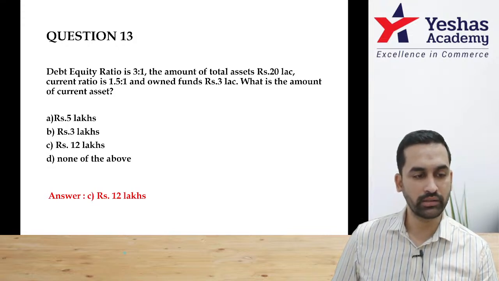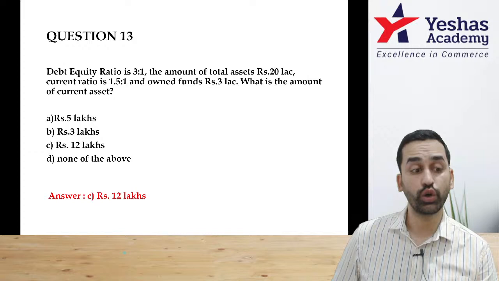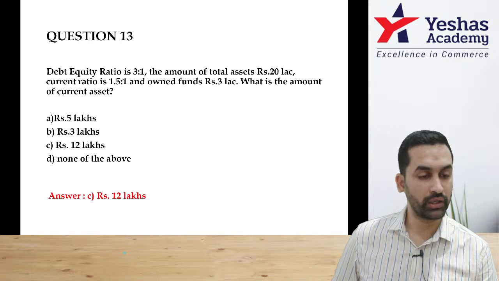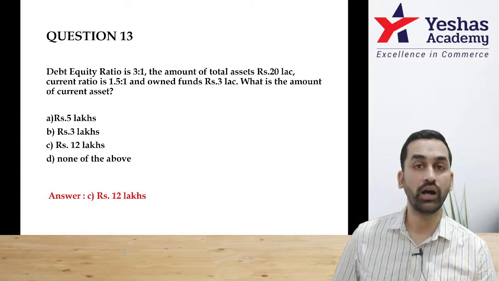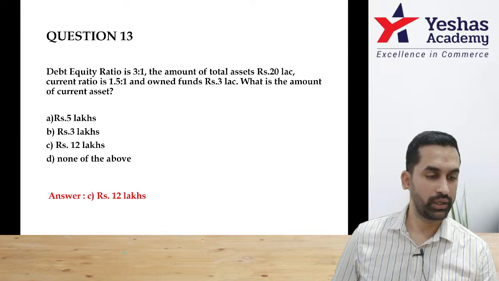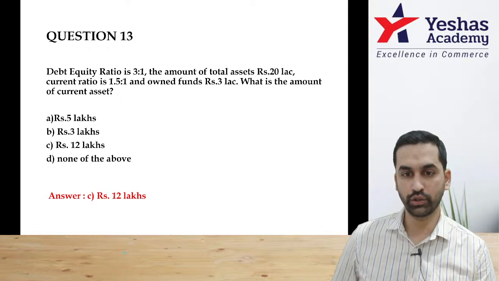Siri has sent an answer saying 12 lakh rupee, option C. Okay. Chaitra, 12 lakh. Good. I don't know what is the name of this student, but his YouTube ID says Sneaker Hunk. Sneaker Hunk, your answer is correct. Monica, good.